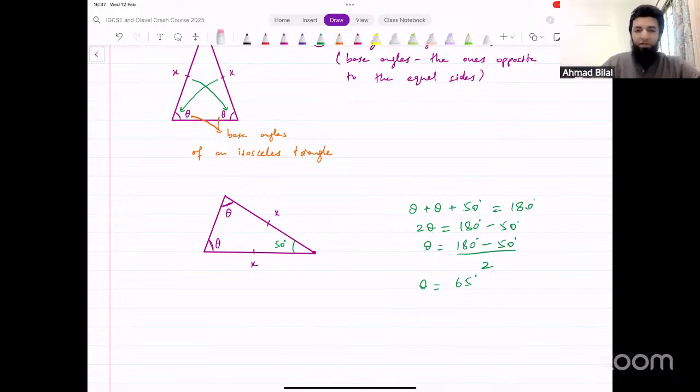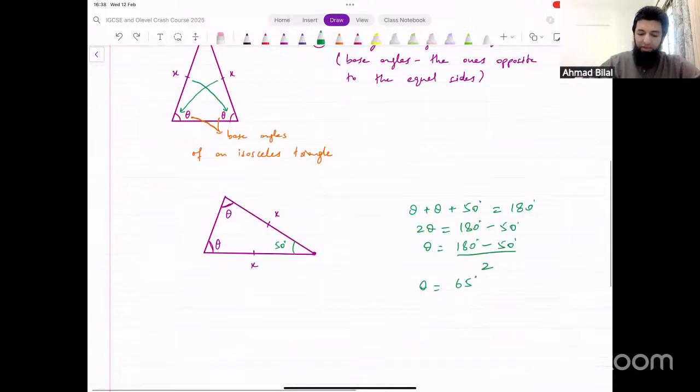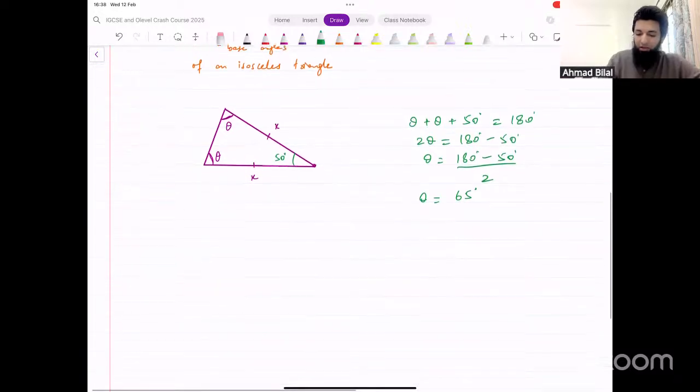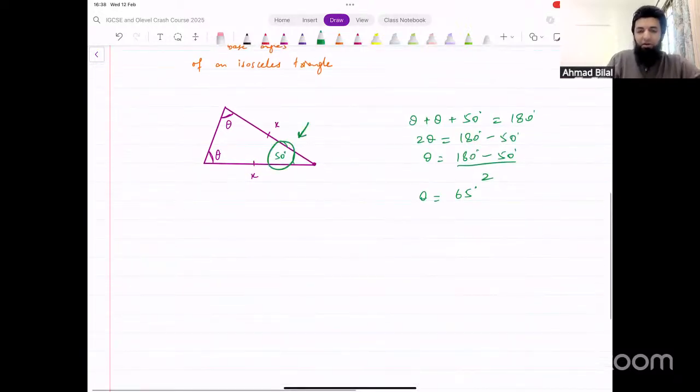Okay. To speed up the process, what you can remember is this: you will always subtract this angle from 180, and then just divide that by 2 to get those base angles. Because the total angle has to be 180. You have 50 here already. Subtract 50 from 180. What are you left with? 130. You divide that by 2, and that gives you 65 degrees. So if you have one of those angles given, you can find the other ones like this.